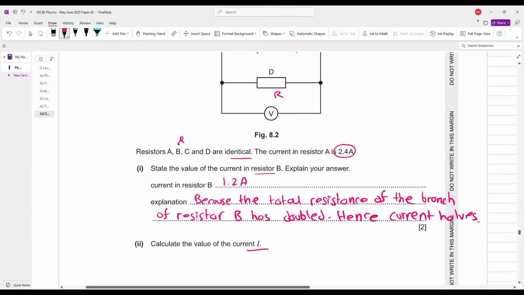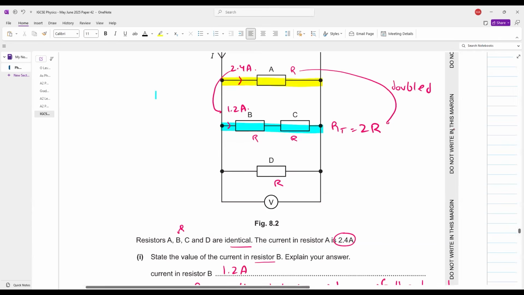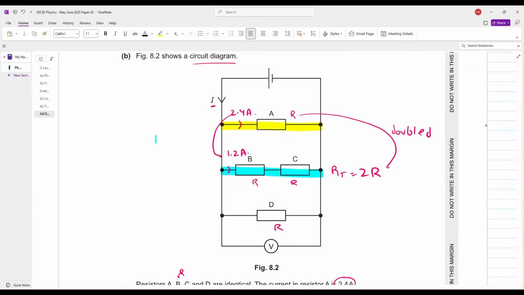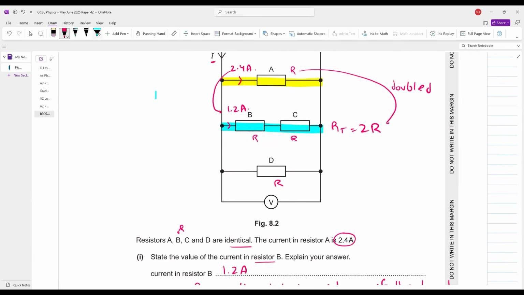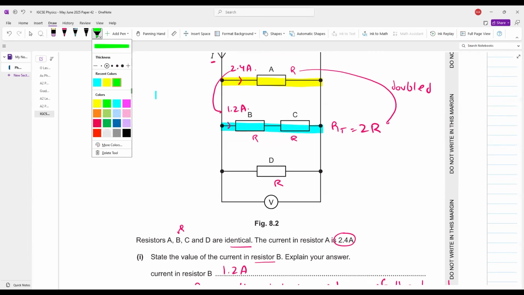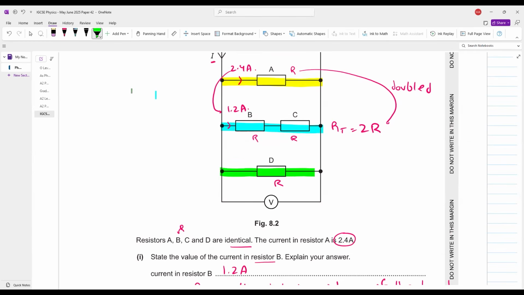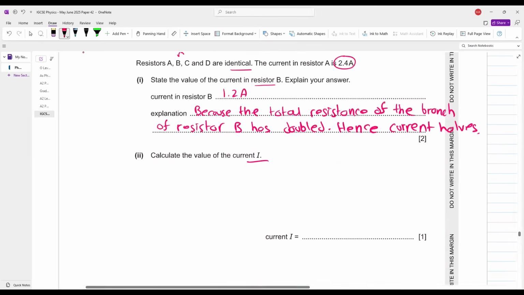Calculate the value of current I. You have to calculate the total current I. How will you do that? In this branch there is 2.4, in this there is 1.2, and in the last branch you have only one resistor. That means the current here will be 2.4 ampere. This is 2.4, this is 1.2, this is 2.4. Add all of them up. 2.4 plus 1.2 plus 2.4 equals 6 amperes. That is your current.